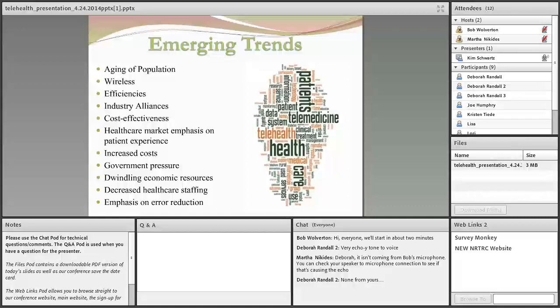And industry alliances, that's a big word for ACOs and what's going on now with the advancement of the Affordable Care Act. And the cost effectiveness. Who is actually saving the cost? So when you look at that data about our hospital emergency room visits and length of stays, our community health center didn't benefit from that. Now the patient benefited from that, and the health system benefited from that.